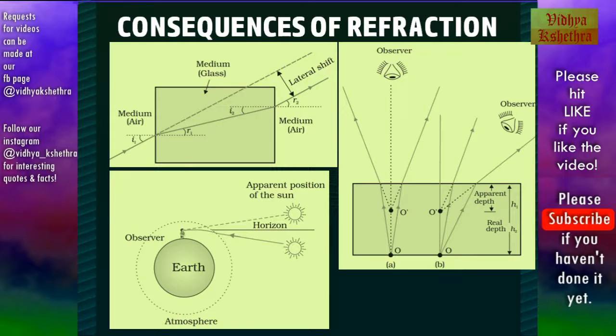Due to the refraction of sunlight by the Earth's atmosphere, the sun is visible even before it actually rises, that is, it reaches the horizon, and it stays even after the sun has set. There is a delay of 2 minutes.